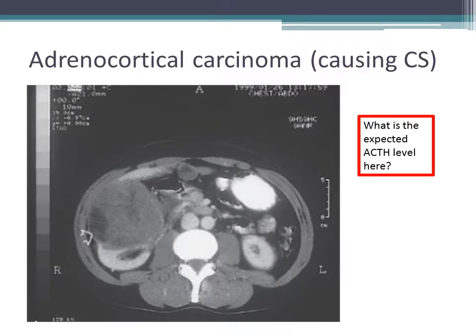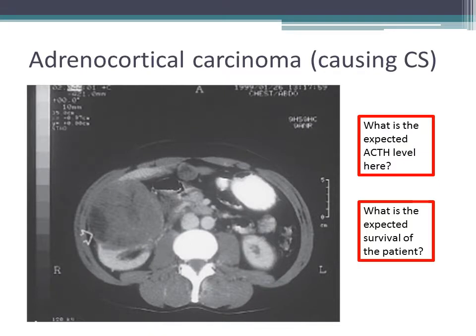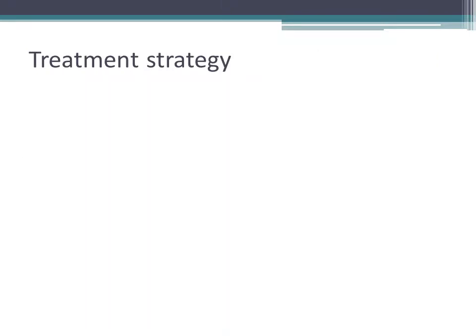So what is the expected ACTH level here? The expected ACTH level is low because this is an ACTH-independent situation, and of course the survival of the patient is somewhat poor because of this large tumor, or cancer.